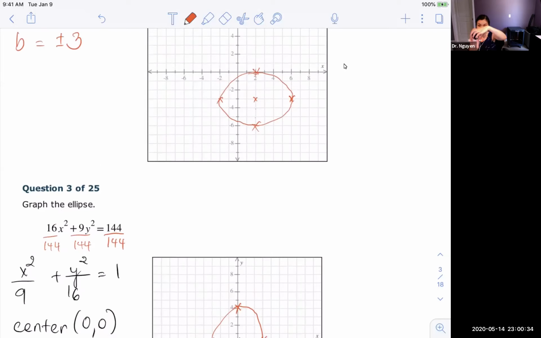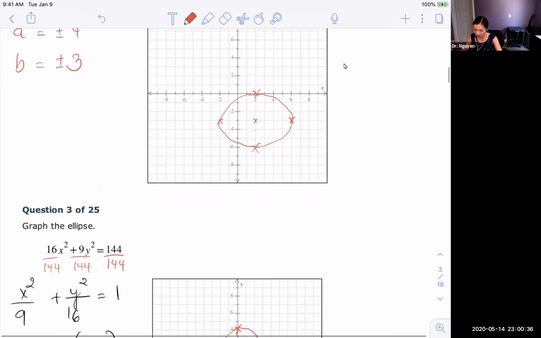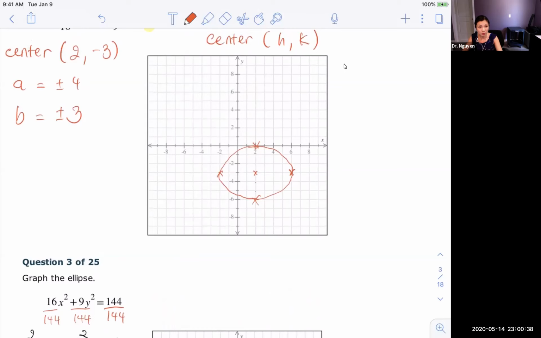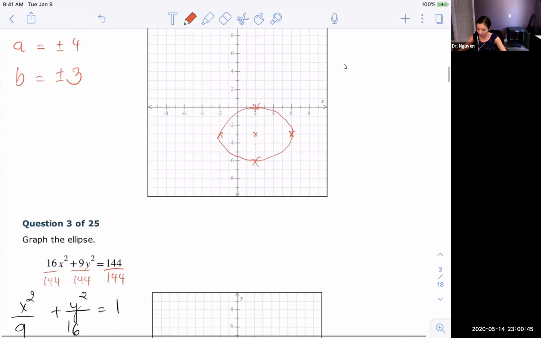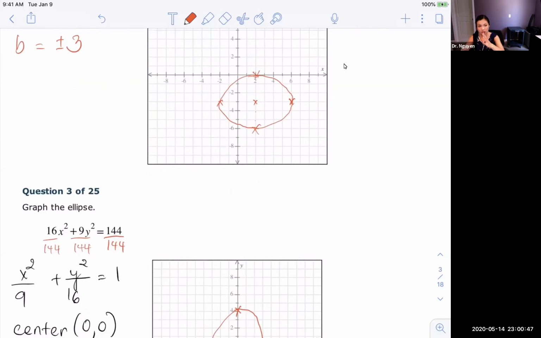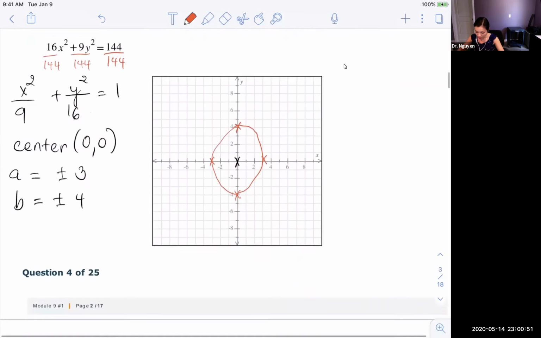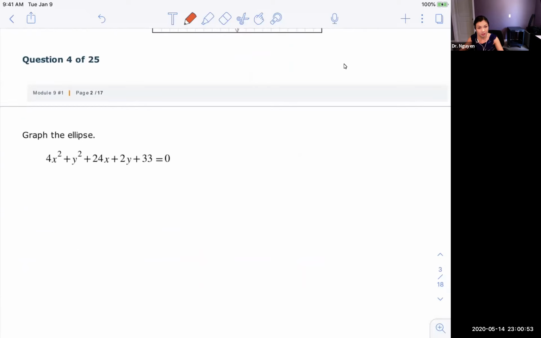Okay, have you noticed that for this problem, B is larger? That's why you have the ellipse vertically. And then for the previous problem, number 1 here, A is larger, so you have it horizontally. Okay, all right, so that's the difference between the major and the minor axis.